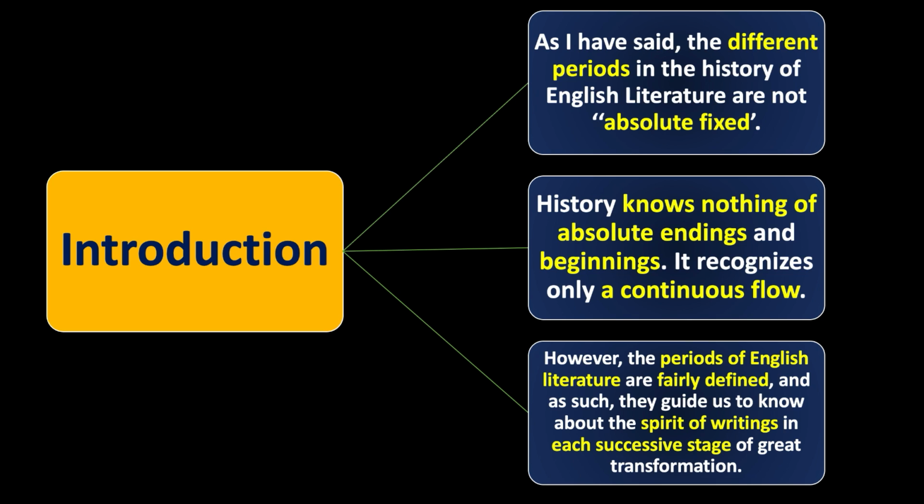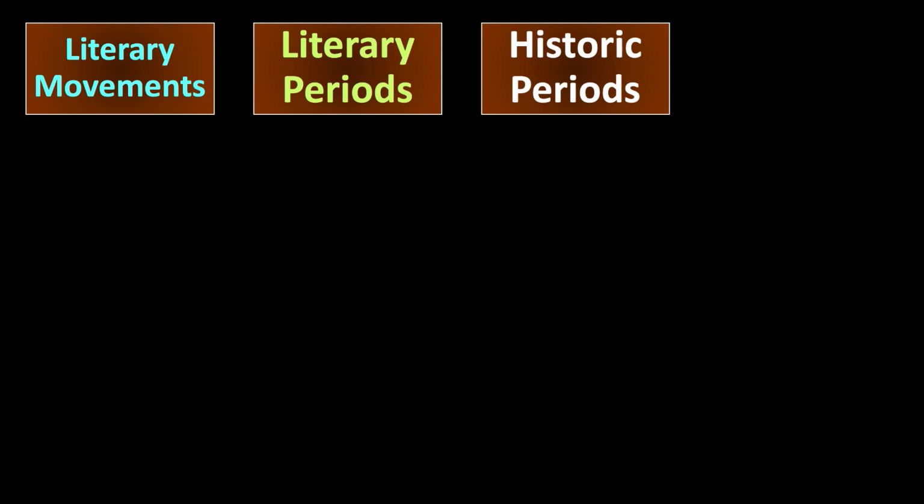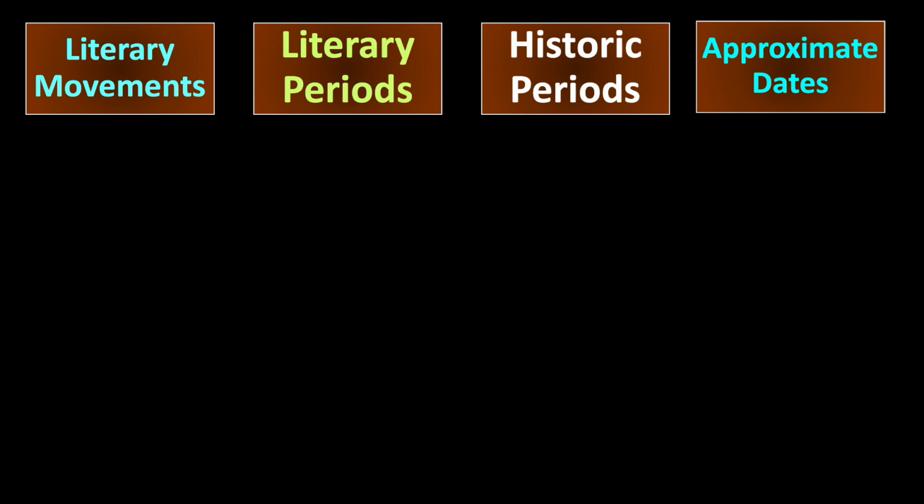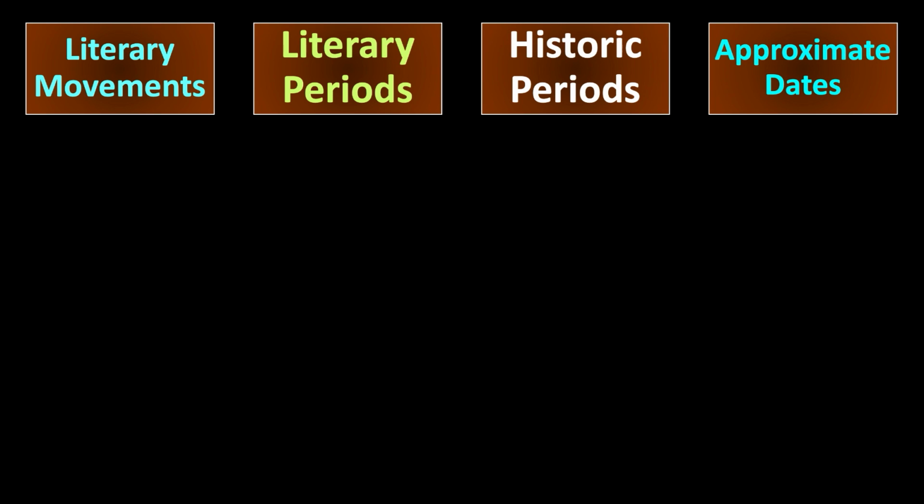So now let's move on to the way different periods have been fairly organized. The first one is literary movements. After that, we have literary periods. The third one is historic periods, and the fourth one is approximate dates.